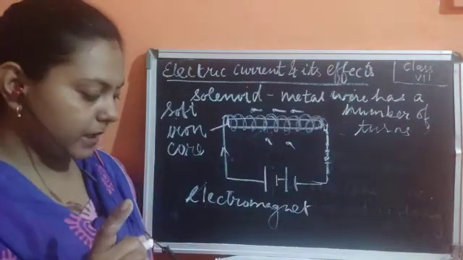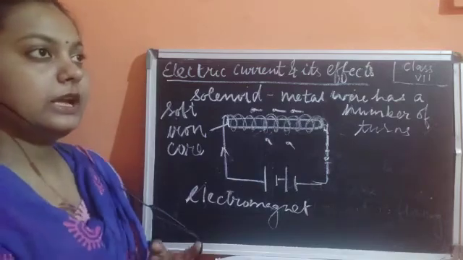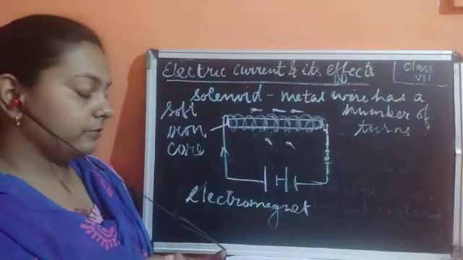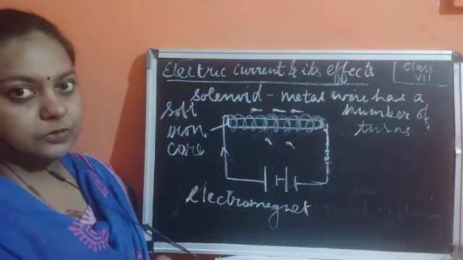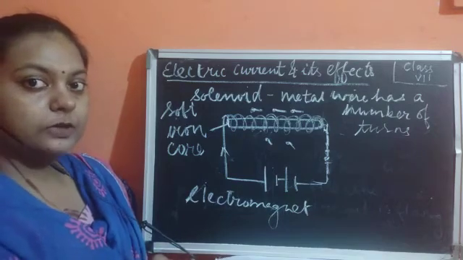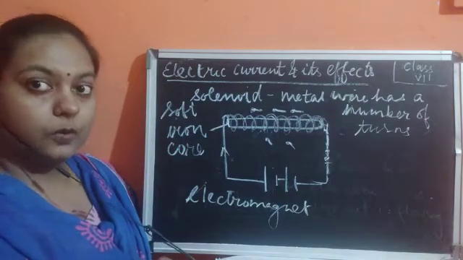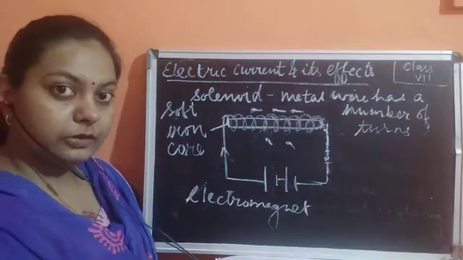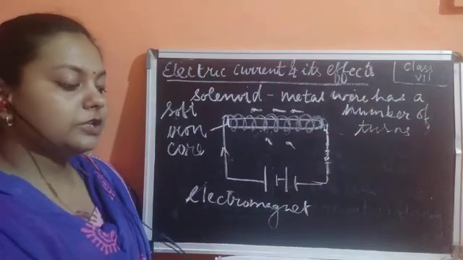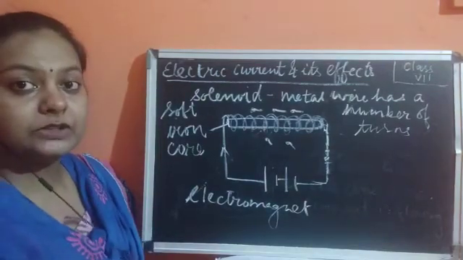Now, what is an electromagnet? An electromagnet is a device, an instrument, which is made when electricity is flowing in it. It behaves like a magnet. It is a soft iron piece which behaves like a magnet till the time electricity is flowing in it. Once the electricity is not flowing in it, it is going to stop showing its magnetic effect. Just because of that, its power could be increased or decreased.